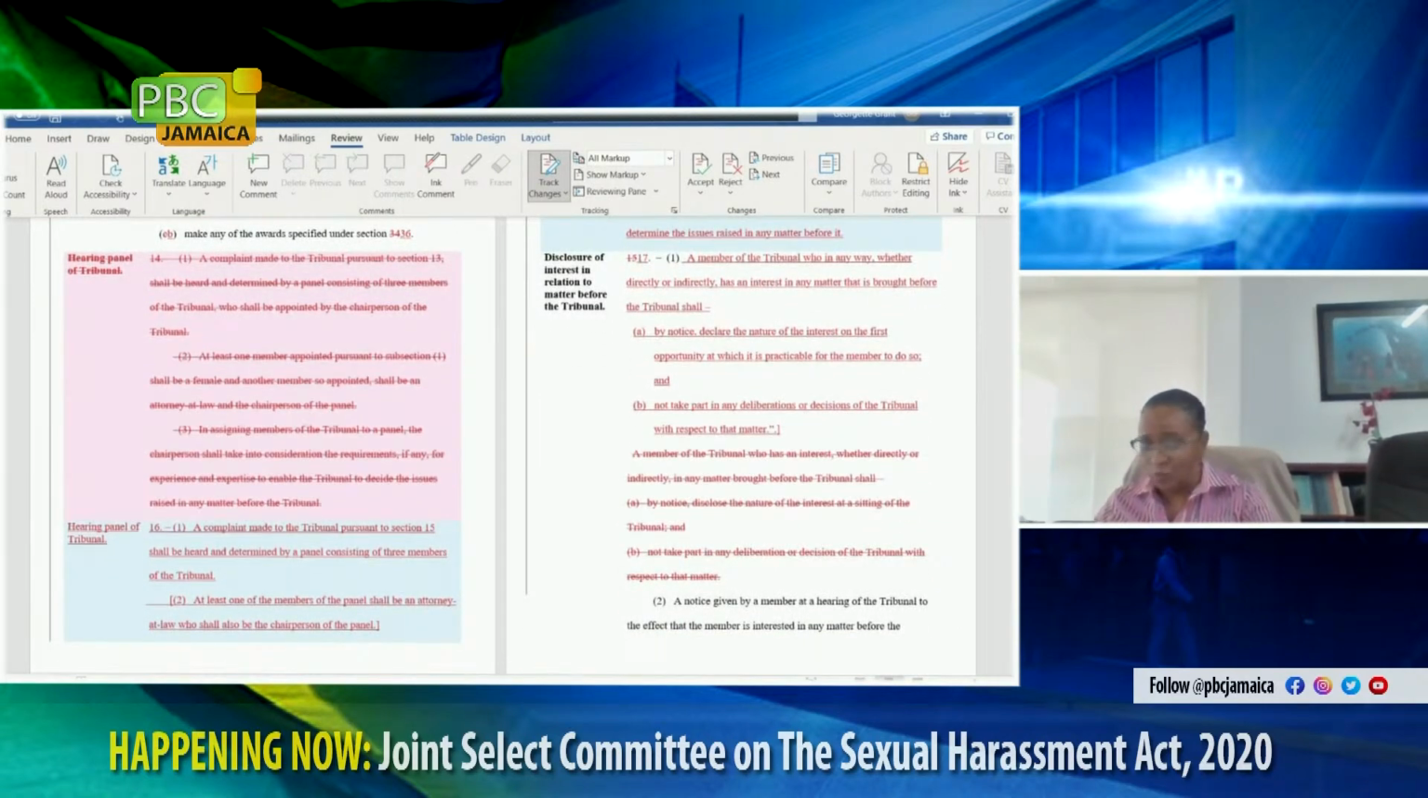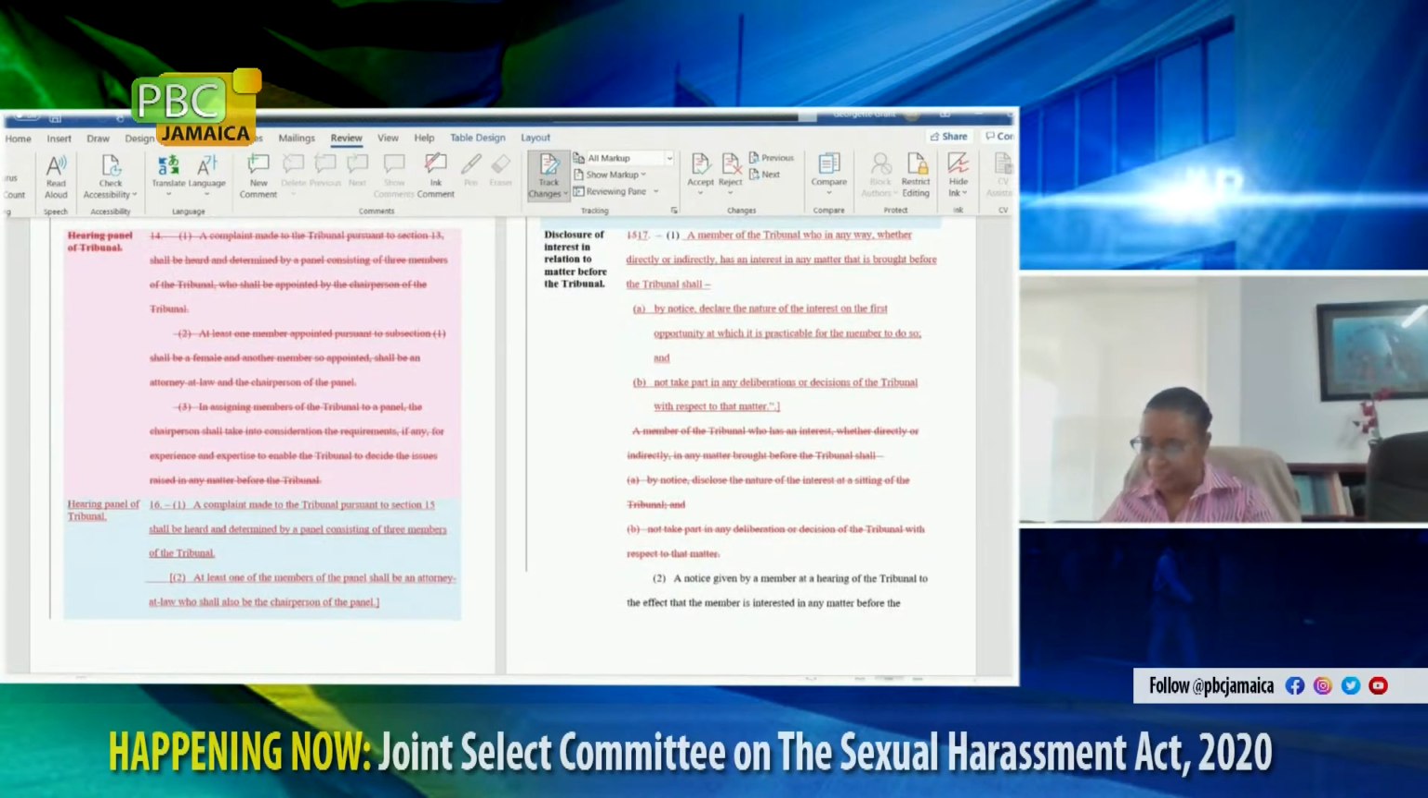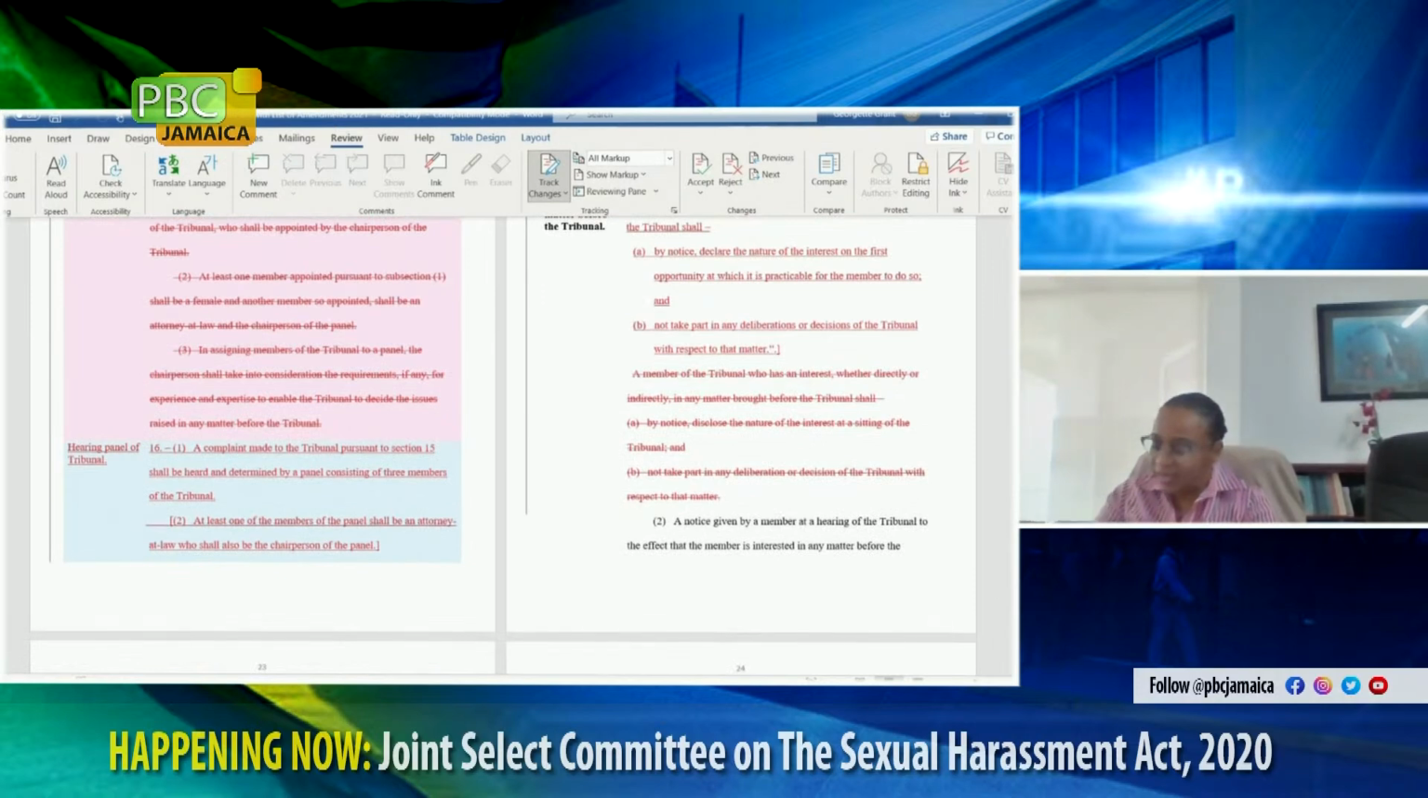I think you had raised these issues with respect to the time at which an interest in a matter could be disclosed, Chair, and we were instructed to redraft that provision. So I would now read it into the record, delete subclause 1 and substitute therefore the following: a member of the tribunal who in any way, whether directly or indirectly, has an interest in any matter that is brought before the tribunal shall A, by notice, declare the nature of the interest on the first opportunity on which it is practicable for the member so to do, and B, not take part in any deliberations or decisions of the tribunal with respect to that matter.